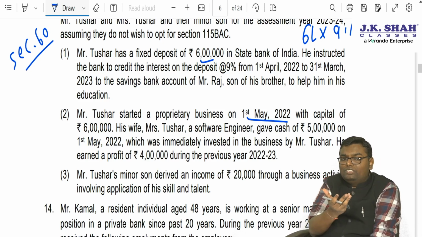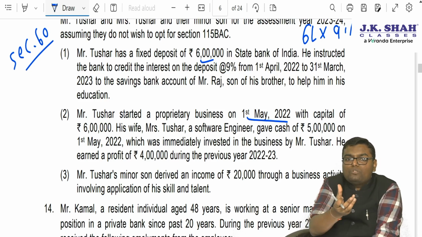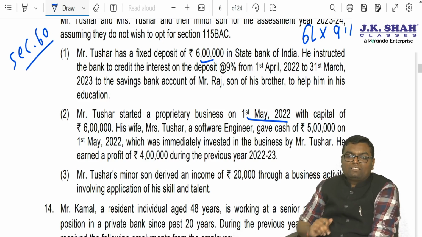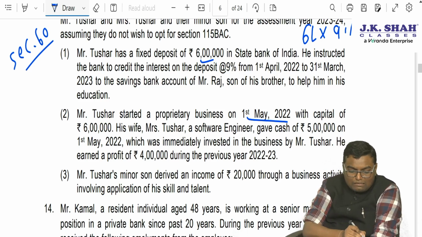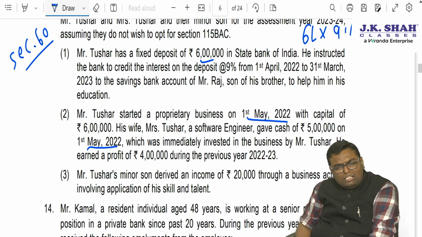And which ratio will you use for this proportion? The amount invested on the first day of the previous year. Now, the question arises, the first day of the previous year is 1st April 22. Here the amount is invested on 1st May 22. So whether clubbing will apply or it will not apply? It will apply. Why?